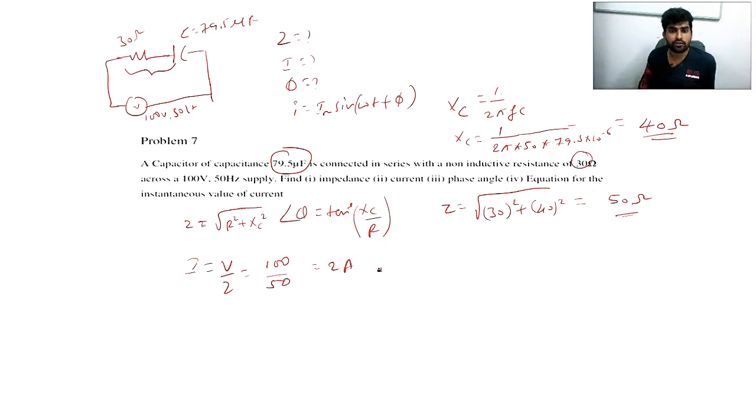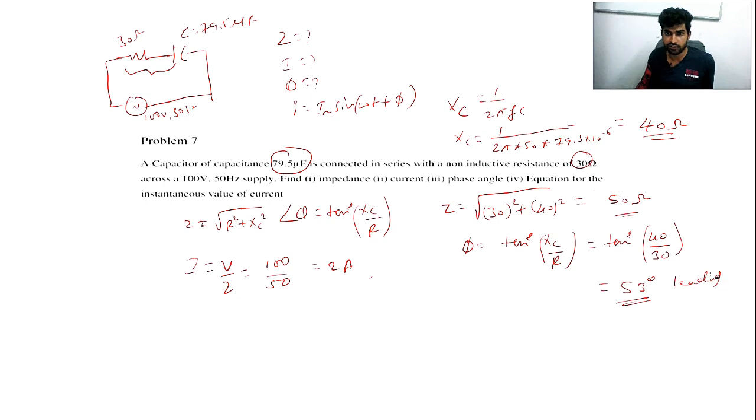Now we need to calculate phase angle. How to calculate phase angle? Phase angle is equal to tan inverse of XC by R, right? So it is equal to tan inverse of XC, which is 40 ohm, divided by R, which is 30 we got. So phi is equal to tan inverse of 40 by 30. We will get 53 degree. Leading, okay? This one is leading.